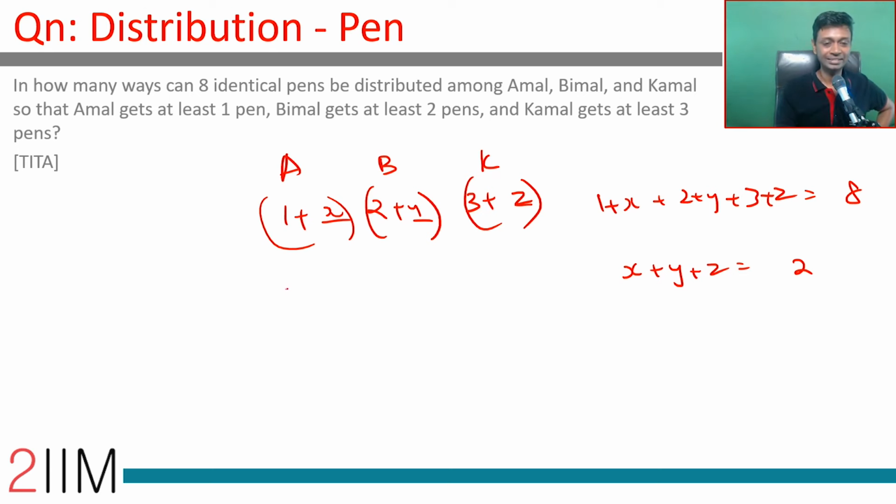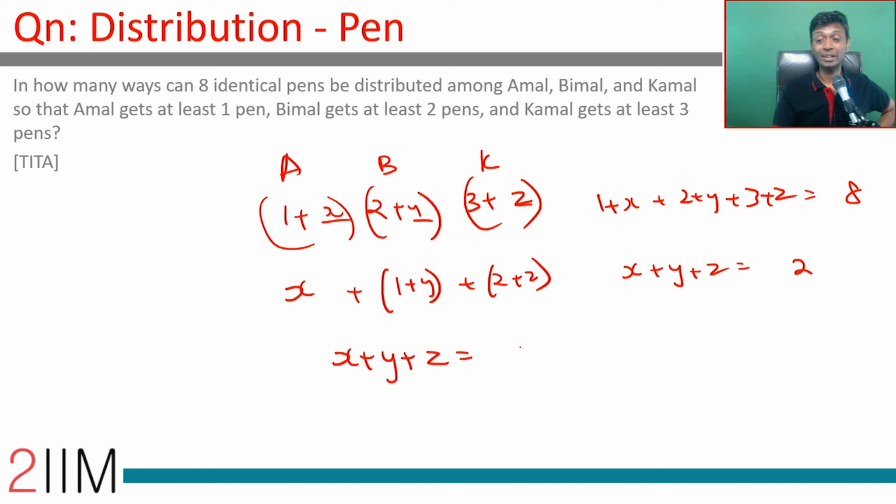Right? Or we can write this as x plus 1 plus y plus 2 plus z. In which case, we want x plus y plus z equal to 8 minus 3, which is 5. Here we are solving for x, y, z being natural numbers. Here x, y, z being whole numbers. And both are same. You can redefine this any which way. So we can call it 1 plus x, 2 plus y, 3 plus z, where x, y, z are natural numbers. At least 1, at least 2, at least 3. Or 1 plus x, 2 plus y, 3 plus z, where x, y, z are whole numbers.